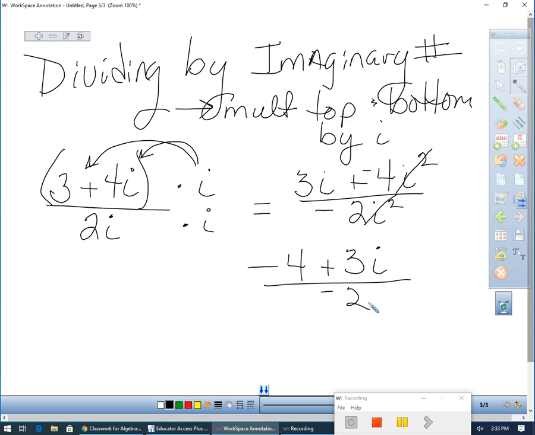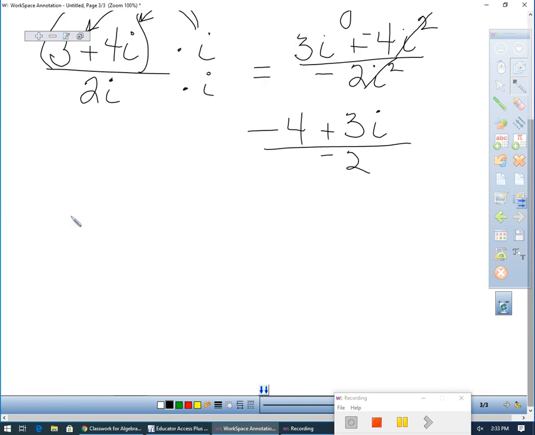Okay, so if there's just one term in the bottom, you multiply by I. You guys want another example of that? Okay. What if we had just something like 17 divided by 4I? Can I have an I in the denominator? I cannot. So, it's only one term in the denominator, so I multiply by I.